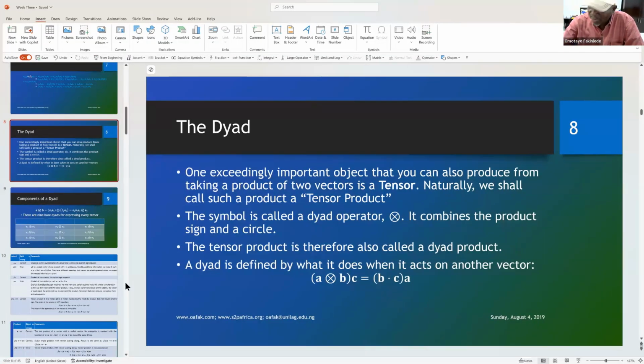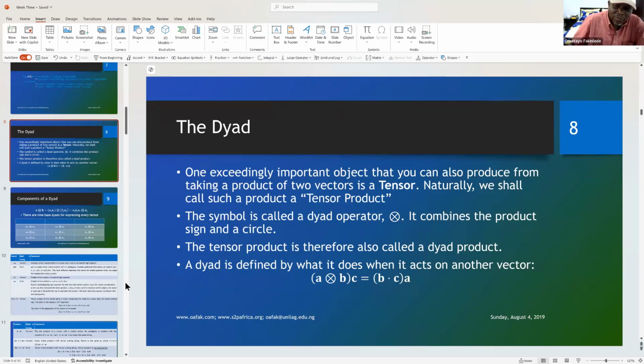Okay, so before we went on break, we just defined the dyad. The dyad is a tensor product. It is a dyad product, and it's also an outer product. So the dyad is called a tensor product, a dyad product, and sometimes it's also called an outer product. You will see the reason why as we move along.